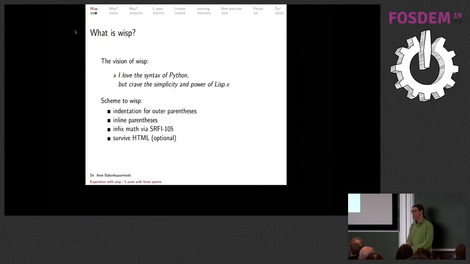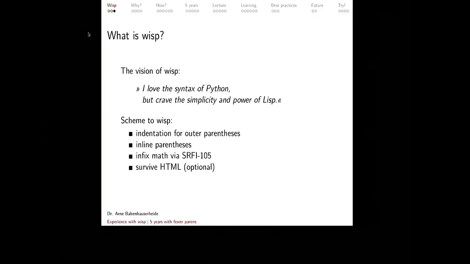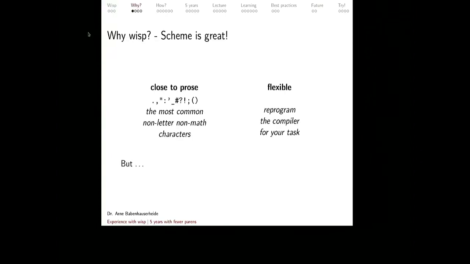So what is Wisp? The vision of Wisp is really to get a syntax like Python, but with keeping the simplicity and power I see in Lisp. The way toward that is to get the outer parentheses away by just inferring them from indentation, to have inline parentheses for some added beautification, to do infix math just by shelling out to some work other people did before me, and to survive HTML, which Python sadly does not manage. So I knew that it is important. But let's go back.